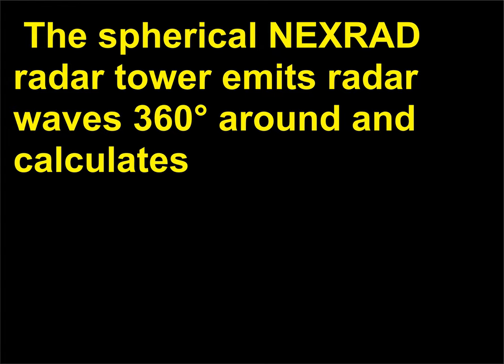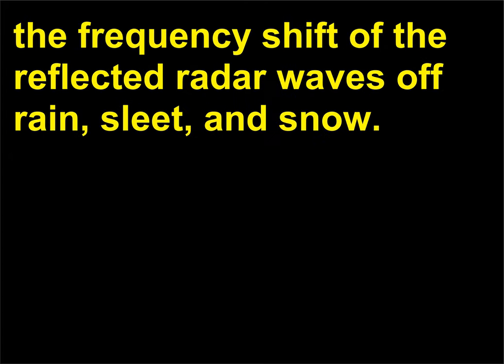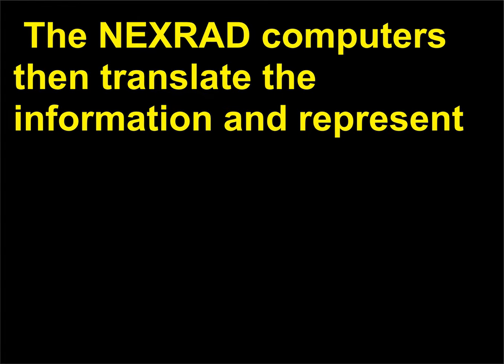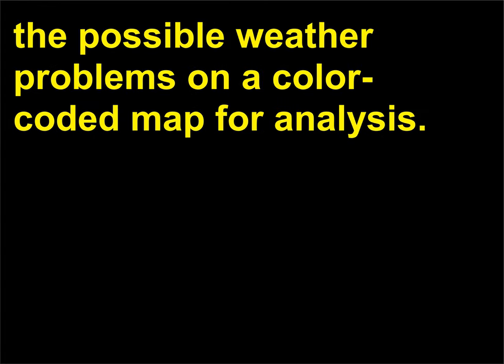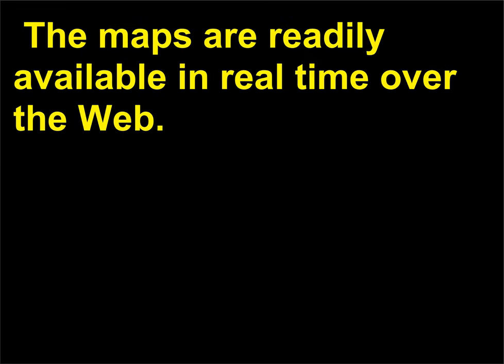The spherical X-ray radar tower emits radar waves 360 degrees around and calculates the frequency shift of the reflected radar waves off rain, sleet, and snow. The X-ray computers then translate the information and represent the possible weather problems on a color-coded map for analysis. The maps are readily available in real time over the web.